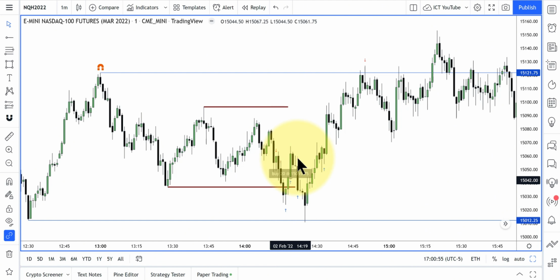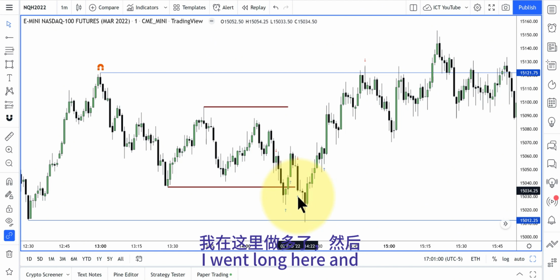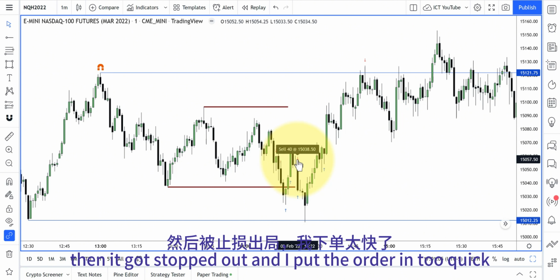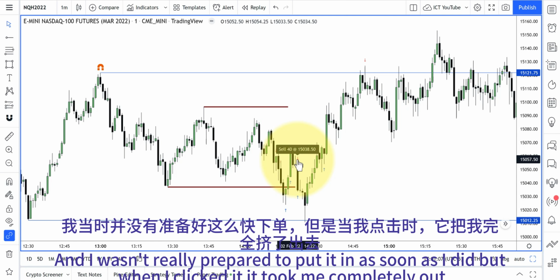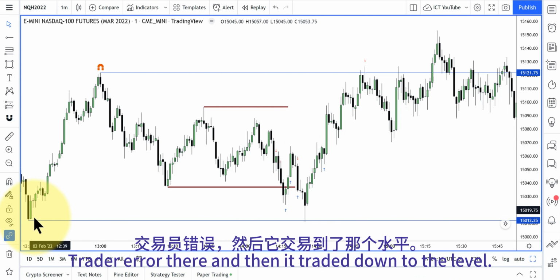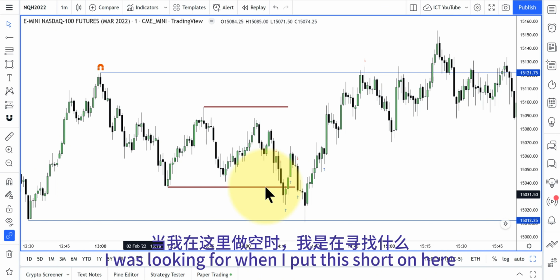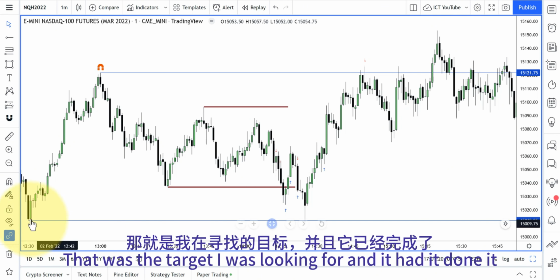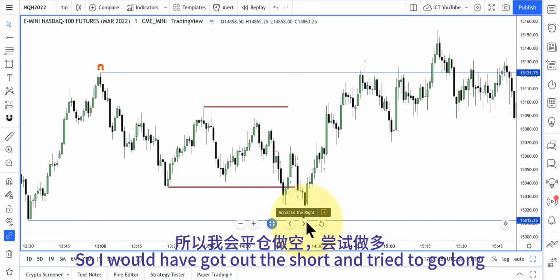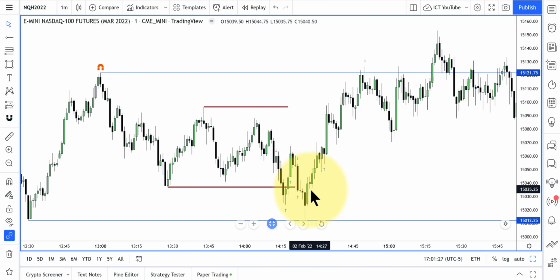Then I went short. I'm sorry, no, I did not do that. I went long here, and then got stopped out, and I put the order in too quick, and I wasn't really prepared to put it in as soon as I did. But when I clicked it, it took me completely out. Trader error there. And then it traded down to the level I was looking for when I put this short on here. That was the target I was looking for. And had it done it, I would have wanted to go long there as well. So I would have got out the short and tried to go long.